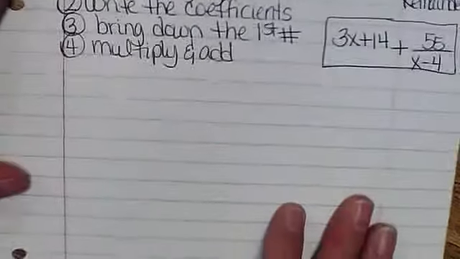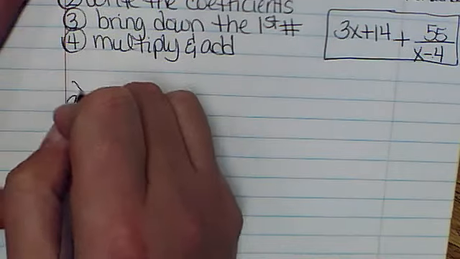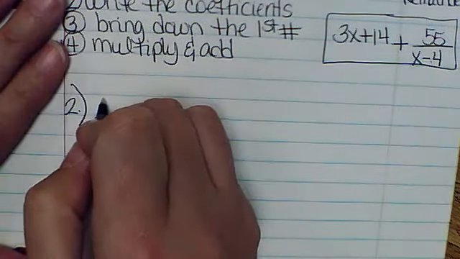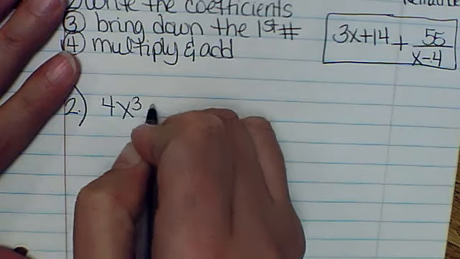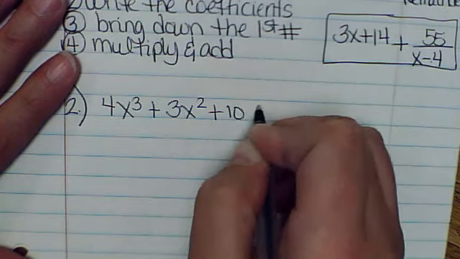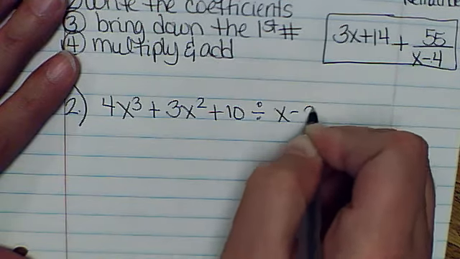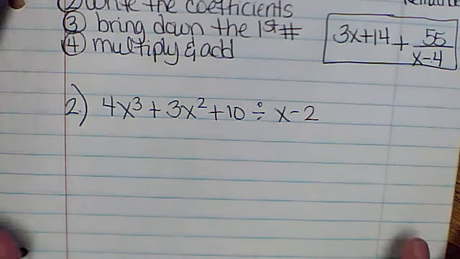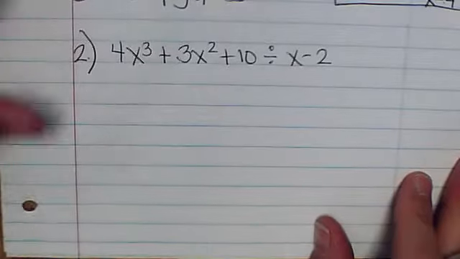Problem number 2. So let's do some more. Problem number 2 is 4x cubed plus 3x squared plus 10 divided by x minus 2.